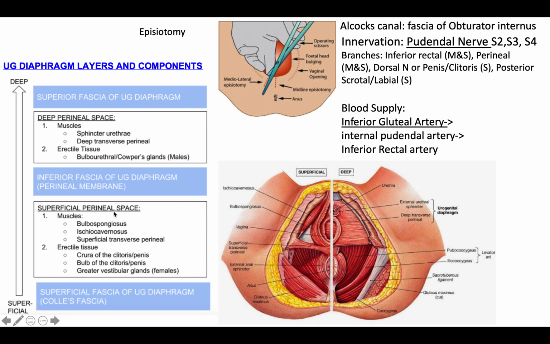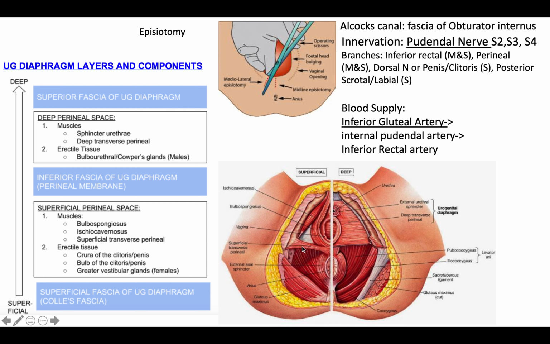So now that we've covered the superficial perineal space, we need to cut through the inferior fascia, or the perineal membrane, in order to get to the deep perineal structures. The deep perineal structures are very simple, with just two muscles. You have your urethral sphincter muscle here, and your deep transverse perineal muscle.